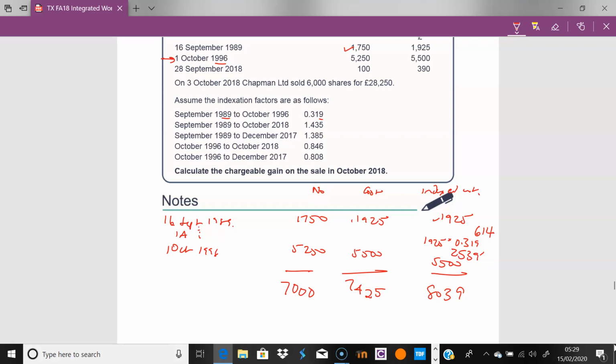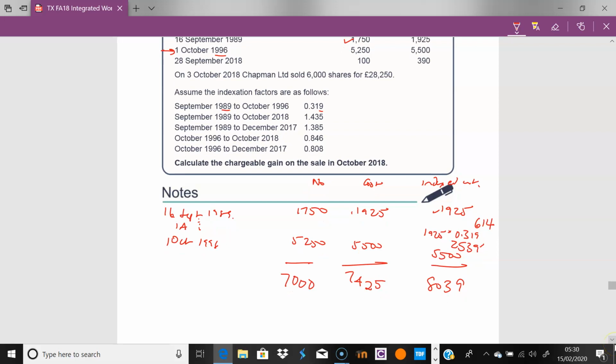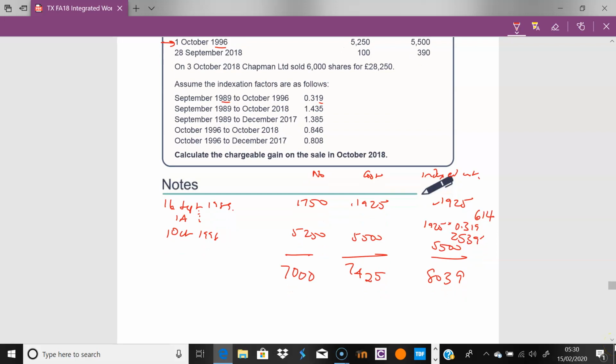And that's the original cost. So what happens next? Then as at the 20th, I go all the way to the 28th of September. So literally on the 28th of September, I bought another 100. But what I should do really, like I said, is index these first up to the 28th of September 2018. So 7,000 shares, cost 7425, and I'm going to index these again.